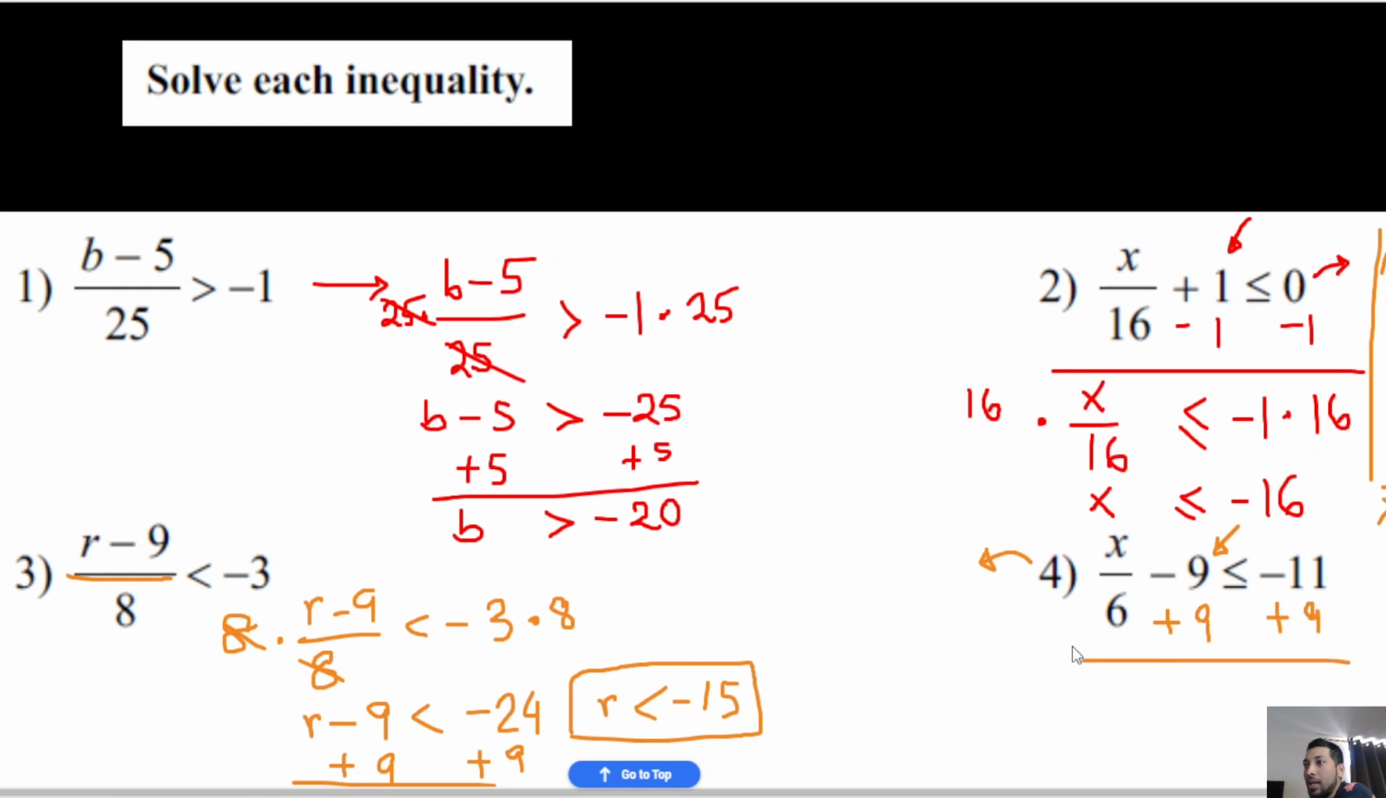If we do that, we have x over 6 less than or equal to negative 11 plus 9, that is negative 2. Multiply both sides by 6. We have x less than or equal to negative 12.